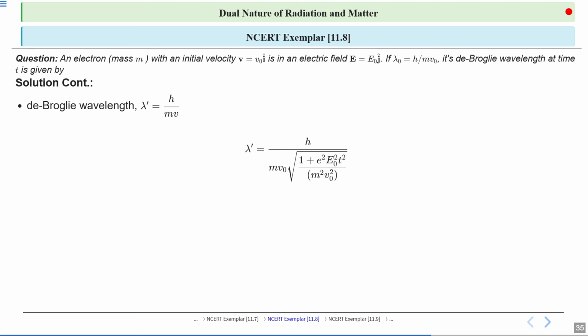So lambda dash will be equal to h upon mv naught root 1 plus e square E naught square t square upon m square v naught square. After simplifying it further, h upon mv naught will become lambda naught, that is the initial de Broglie wavelength of the electron. So lambda prime will be equal to lambda naught upon root 1 plus e square E naught square t square upon m square v naught square.